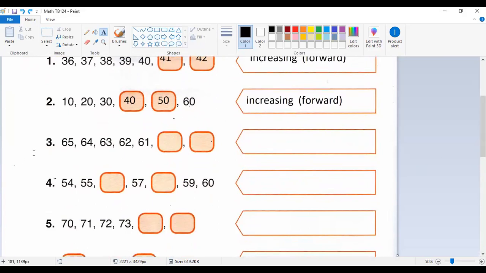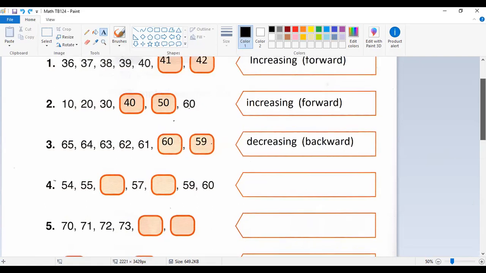Okay, let's do number 3. Everyone say the numbers. 65, 64, 63, 62, 61. So are we counting forward or backward? We're getting smaller. We're taking minus 1, minus 1, minus 1. We're counting backward. So 61 minus 1 is 60. And 60 minus 1 is 59. Our numbers are decreasing.